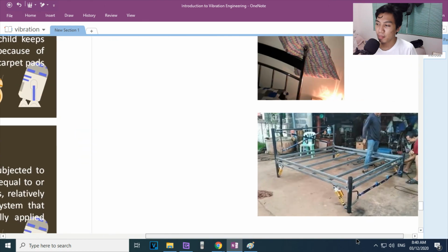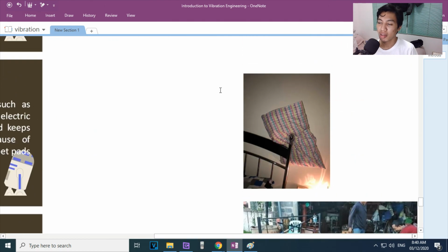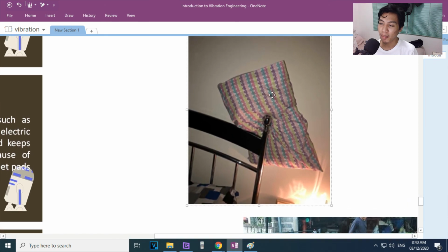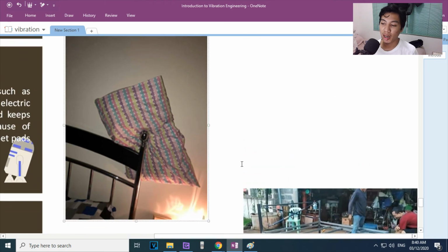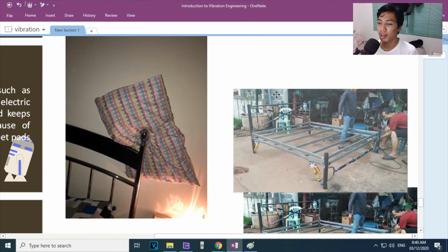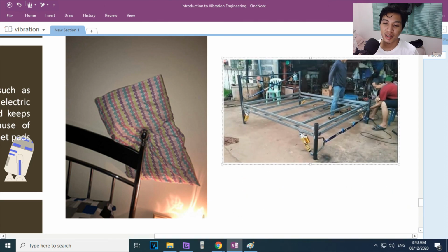Meron ba tayo example dito? Ayan. This is a damper. Meron siyang damping effect. Para syempre, hindi naman maingay yung kama mo pag natutulog ka. Syempre, paikot-ikot ka, di ba? Kaya nilalagyan ng unan yan kasi masisira yung bed rest mo.